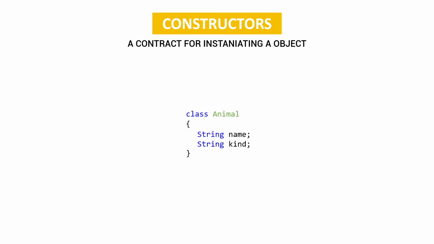In this video, we're going to talk about constructors. So first, let's talk about what constructors are. Constructors are contracts for instantiating an object. So at this point, we created our animal class with our string name and string kind.